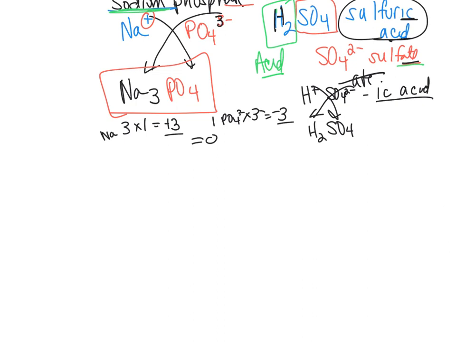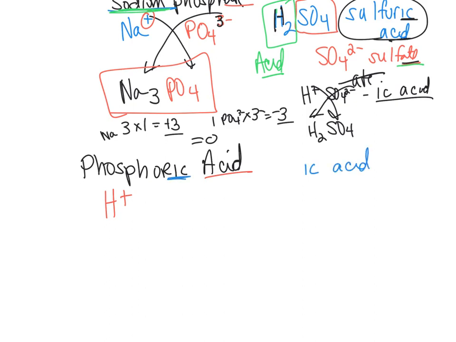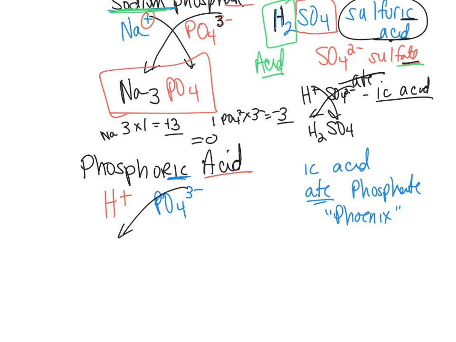Okay, what about phosphoric acid? Well, you realize that you have an acid, so you're going to have an H plus first, and this is ic acid, so it comes from the ate. So you got to think, what is phosphate? Phoenix, right? So it's PO4 3 minus, and then you can do your crisscross, and you see that you need 3 H's, H3PO4, and that's phosphoric acid.